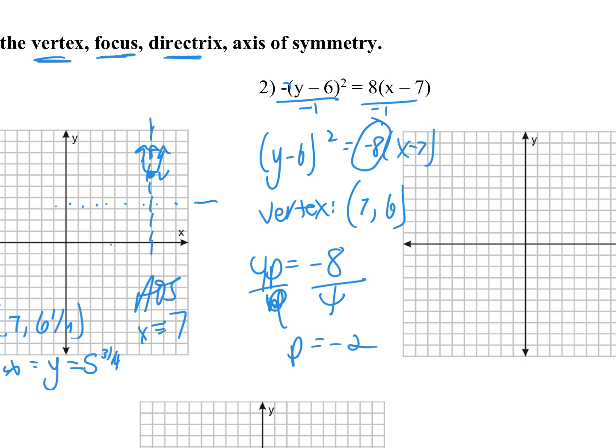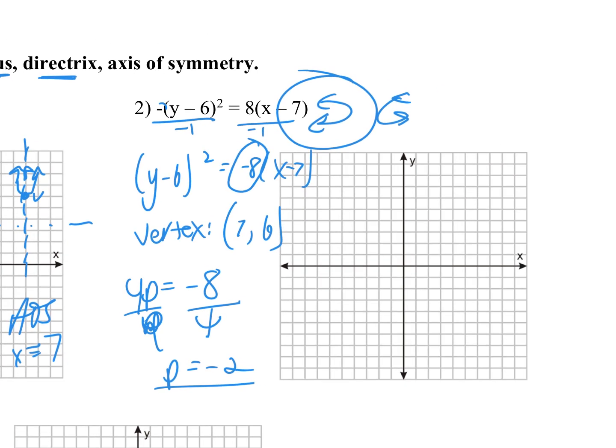Now, if I have a y squared, that means I'm opening either left or right. So think about this. If my p-value is negative, I'm opening towards the left. So if I have a vertex at 7, 6, and I'm opening to the left, I know my focus is somewhere inside the parabola, and my directrix is on the other side, on the outside.